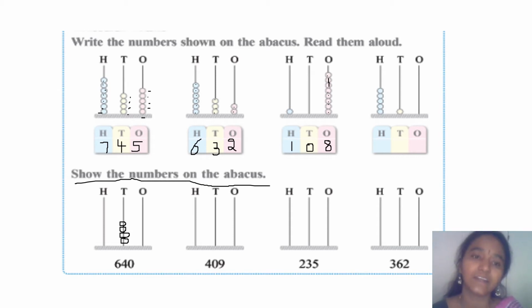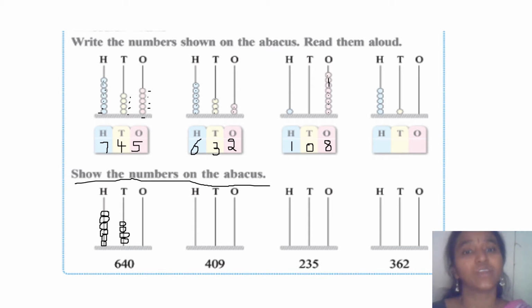Next, 6. Under hundreds, how many beads are there? 6 beads. 1, 2, 3, 4, 5 and 6.